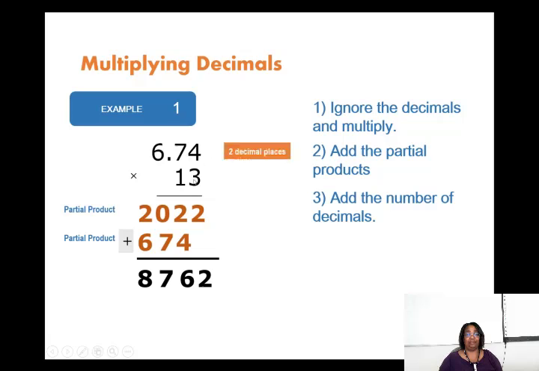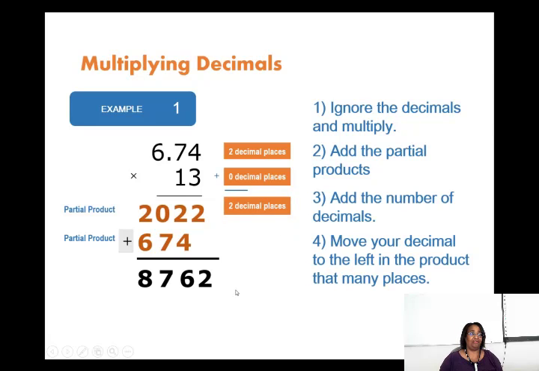Yeah, there's 2 decimals. How many decimals are in this one? None. So when I add that up, I only have 2 decimal places for both factors. So I'm going to start at the very right of this product here. We have the total product. And then I'm going to move 2 places to the left. 1, 2. And that's where my decimal is going to go. And that's all you do for your decimals.